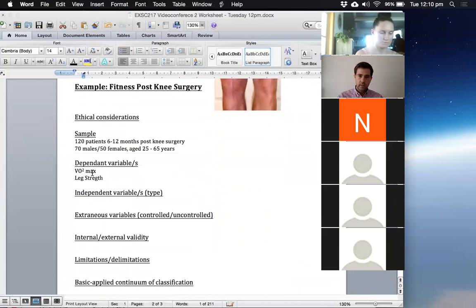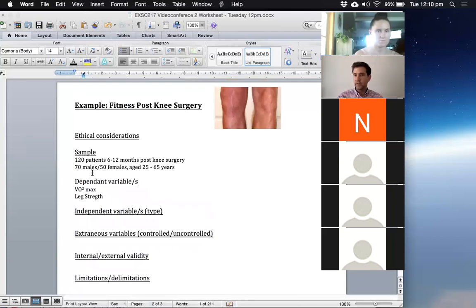So the one that I've come up with for this week that I think might be nice to have a chat about is a focus on fitness in patients post-knee surgery. So let's say in particular we're interested in 2 different types of fitness. Depending on our study design, and we're going to play around with that a little bit with you guys, we might be interested in the general cardio fitness, so VO2 reflected by VO2 max, or specific leg strength fitness, or both of those potentially, on patients who are 6 to 12 months post-surgery.